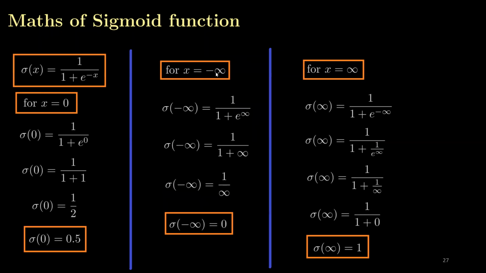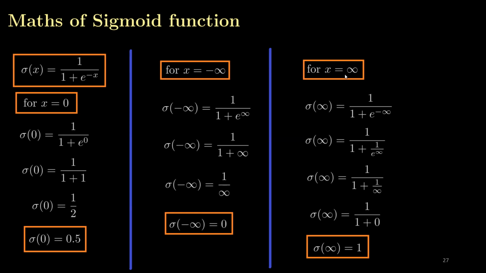If we pass a very large negative value to the sigmoid function, which is here minus infinity, then if I put x equal to minus infinity, this minus and this minus will become plus, and I will get exponent raised to power plus infinity, which is equal to infinity. And if we add any number to infinity, we will get infinity. And 1 divided by infinity is equal to 0. It means if we pass a large negative number to the sigmoid function, we will get 0.